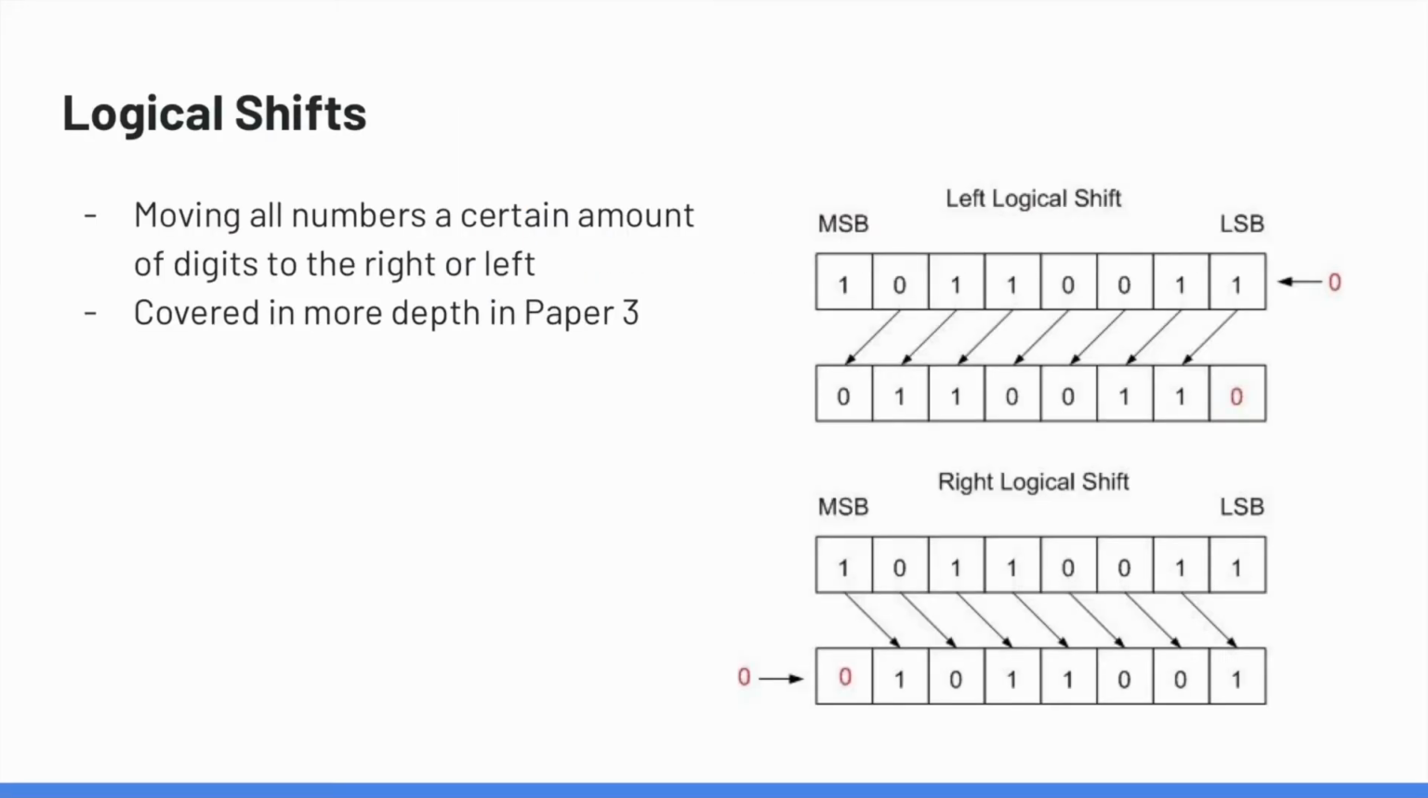Here's some examples. So right here, we have a left logical shift, and basically we got rid of this right here, and we moved everything to the left, and we added a 0 on this side for that remaining spot. Right logical shift, again, we ended up getting rid of this right here, and we moved everything to the right, and we just added a 0 to this side right here. This actually looks a little bit different than the way I explained it, but the result is the same. This is something that's covered more in depth in paper 3.